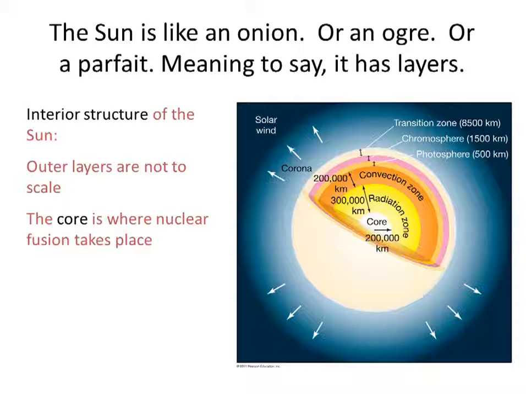Main things to remember are that the central part of the sun is the core and the radiation zone, and then most of the rest of the sun is this thing called the convection zone. And again, we'll talk about why they have these names in the next lecture.